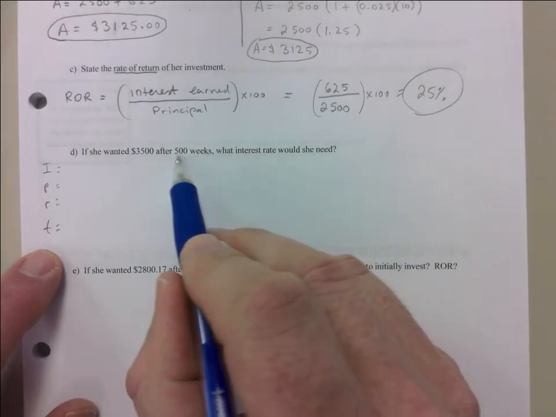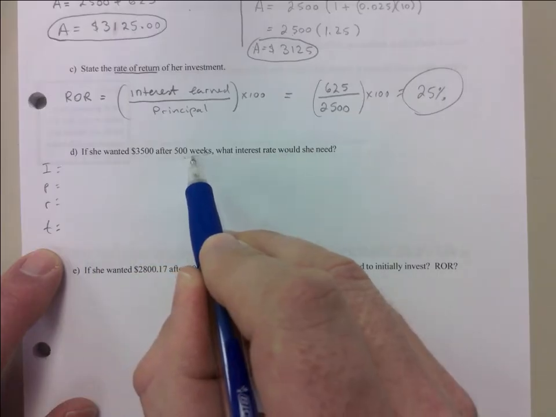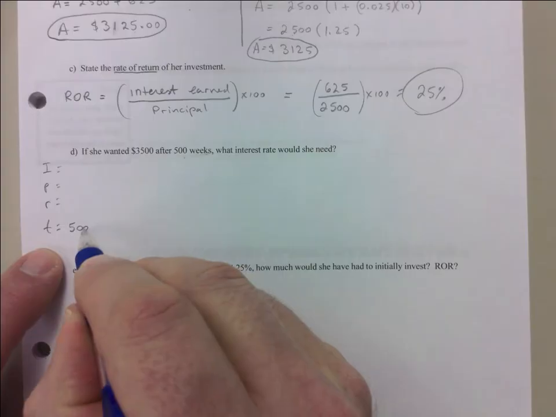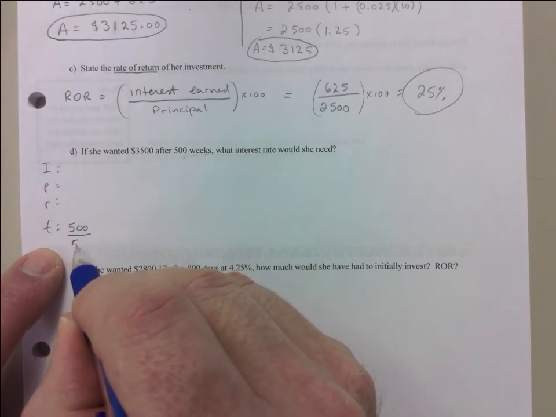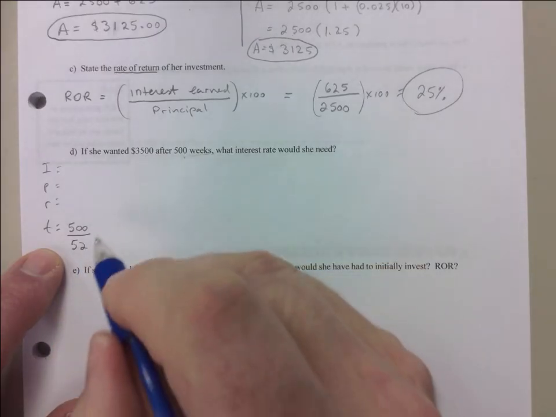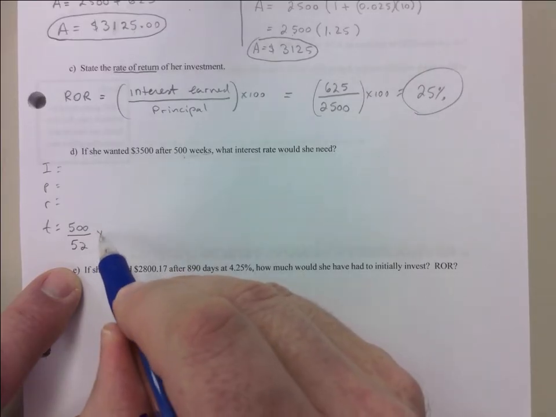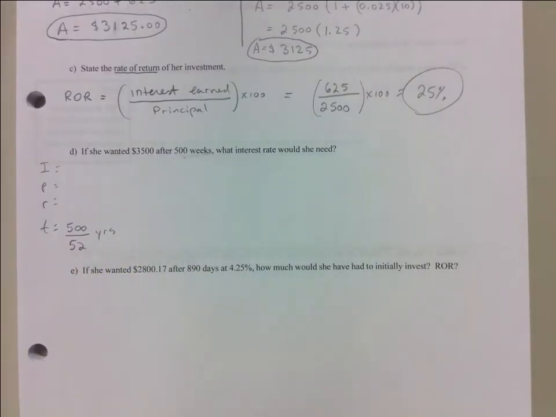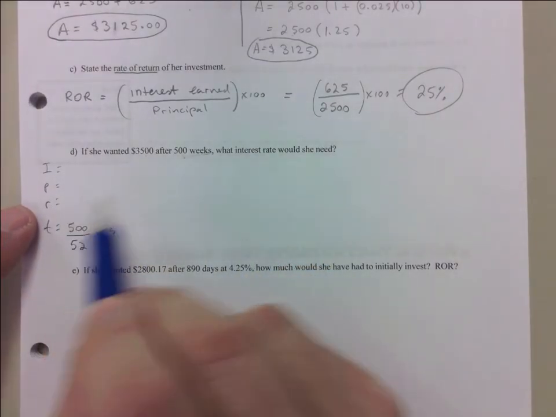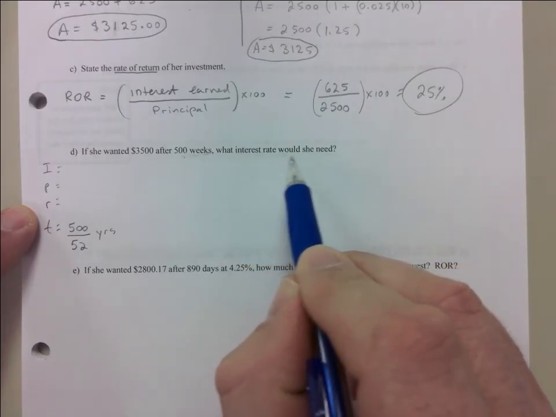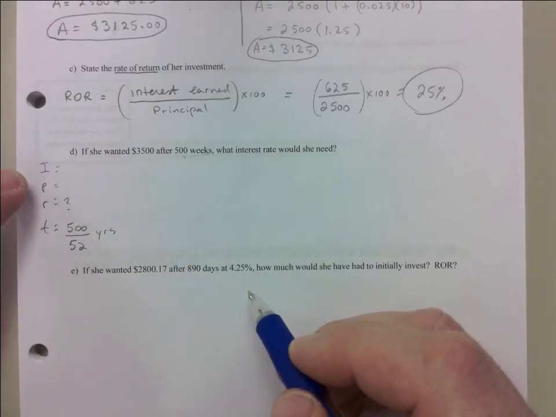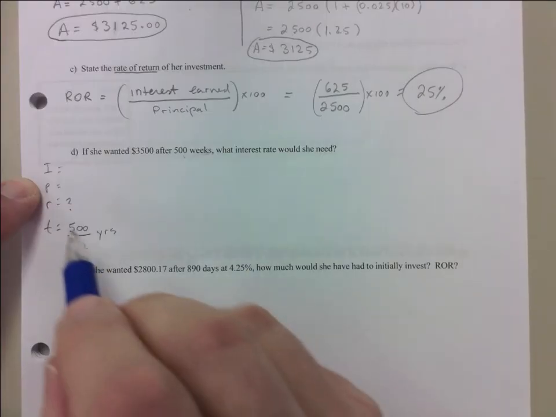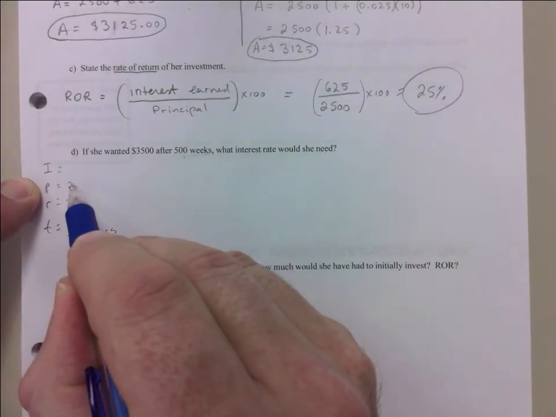Do we know time? We do know time, 500 weeks, right? Can we just keep it at 500? No, we have to go 500 divided by what? If it's weeks, we divide it by 52. Now we have it in years. Now we're good to go. I'm just going to leave it like that. The interest rate, it's asking me for it. What is the interest rate? Well, we don't know that one, question mark. Principal. The principal is still the same. It's 2,500.